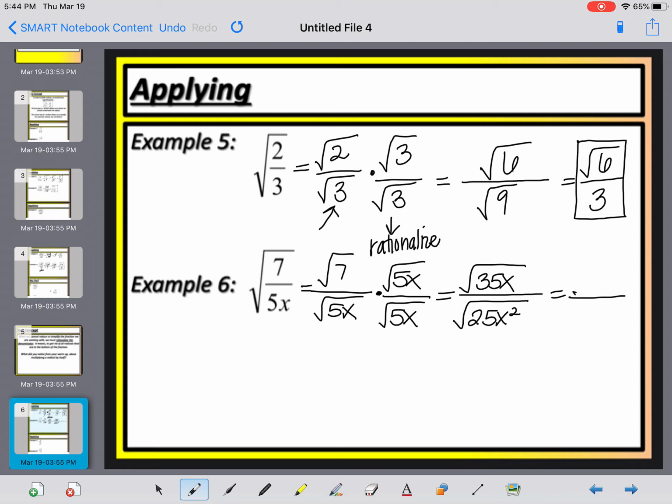Can I simplify anything here? 35 and x, nothing will break down, so the top is going to stay. But 25x squared on the bottom, both of those are perfect squares. That equals 5x. Now, remember, I cannot simplify the 5 and the 35 or the x and the x, because in the numerator, one is under the square root, and then in the denominator, the other one is on the outside. So they're not going to cancel with each other when one is inside and one is outside. So this has to be my final answer.